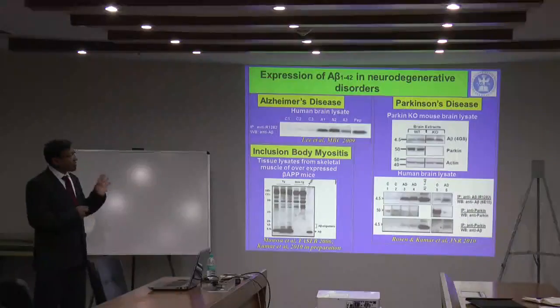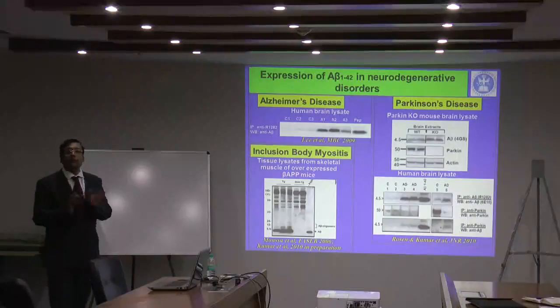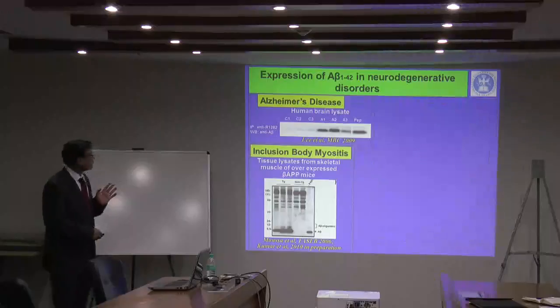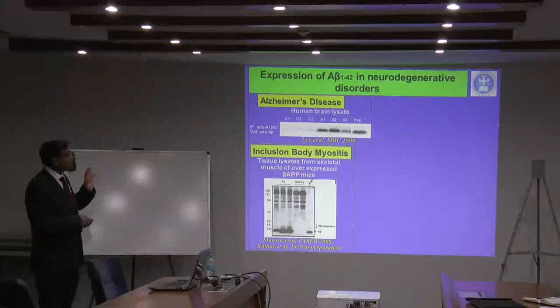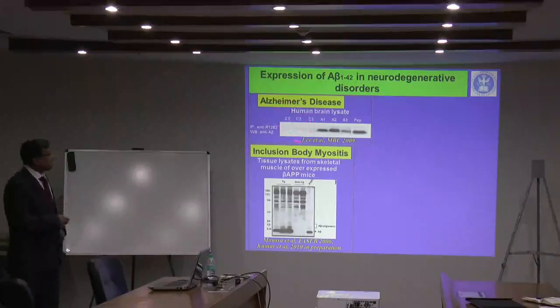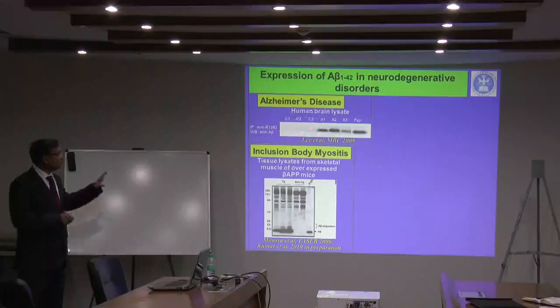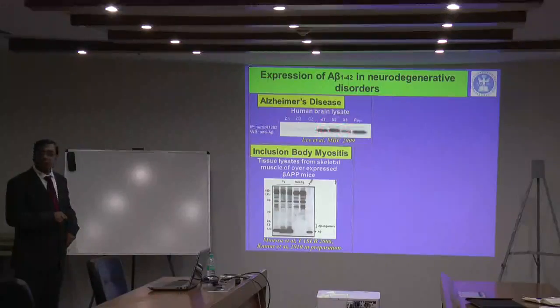One interesting fact I want to tell you is regarding the crosstalk between AD and PD. This is my work which I did when I was at Tufts. This is an Alzheimer's disease human brain sample, and this is the IP experiment we did. In the control, there is a low level of A beta, the monomeric form. But in the AD patient, you can see it is heavily expressed upon blotting with the A beta antibody, and this peptide is the control.